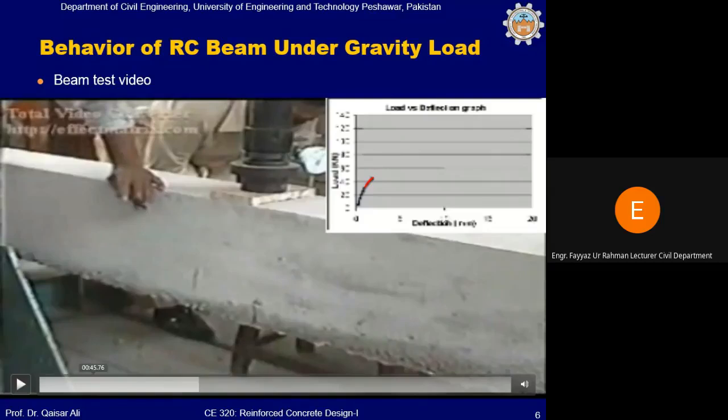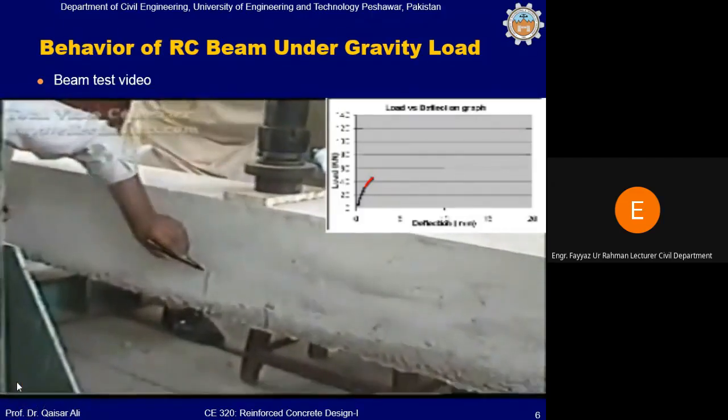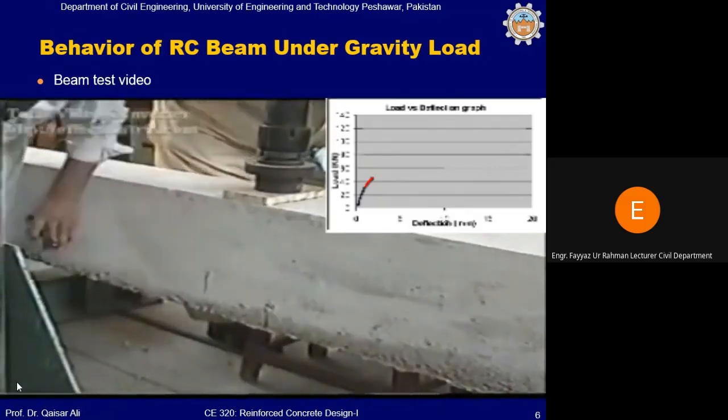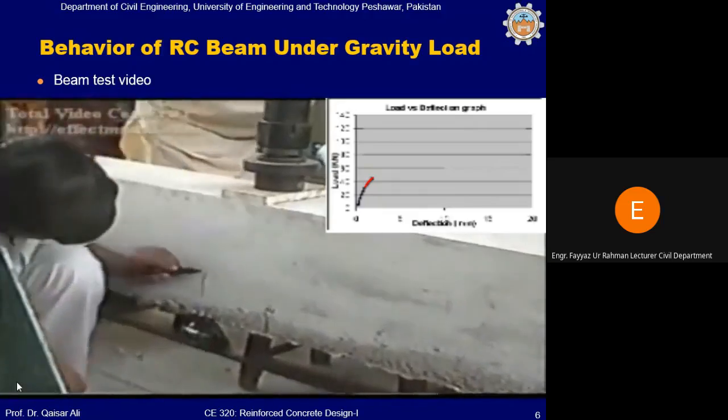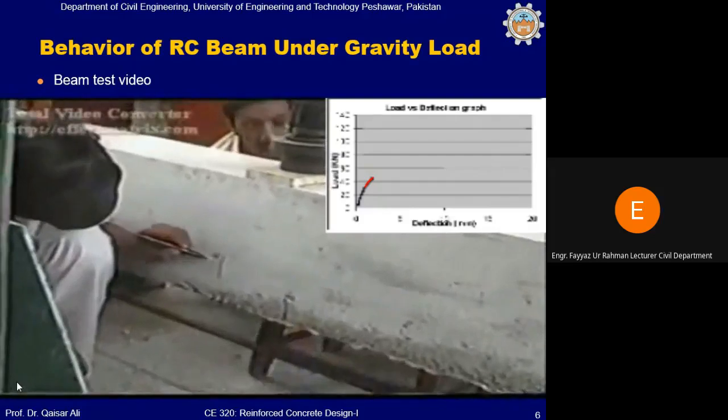What does this mean? It means that cracking doesn't indicate failure of the beam. This is an important conclusion, a very important conclusion. Since you can see in the video that even after the cracks, the beam is still able to take the increasing load. So what does it mean? It means that cracking doesn't indicate the failure of the beam. For example, if you see cracks in the beam, it doesn't mean that the beam has failed.